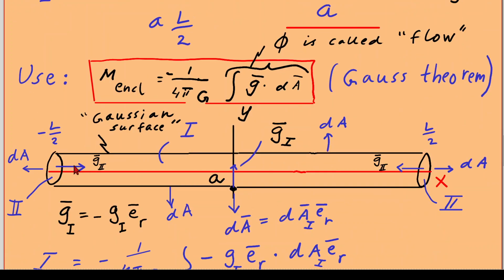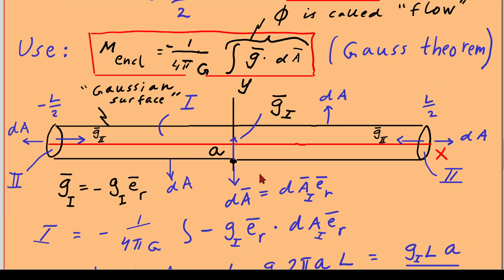So let's look at this rod again. Length L/2 to minus L/2, so total length L. And a closed surface we could make, for example, is a cylinder. Surface 1 is this part here. Surface 2 is the end surfaces here and here. And together they form a cylinder, which is a closed surface around the rod.